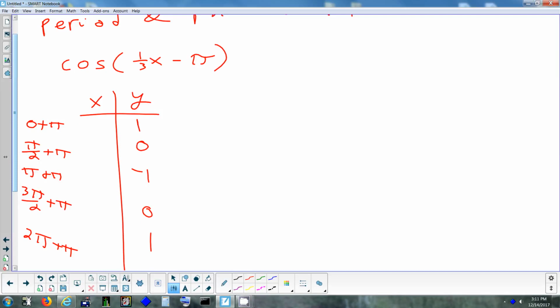Some of these are very quick. Okay, what's 0 plus pi? Pi. Pi plus pi? 2 pi. 2 pi plus pi? 3 pi. 3 pi. And the other ones, if everything is equally spaced, are just halfway between.